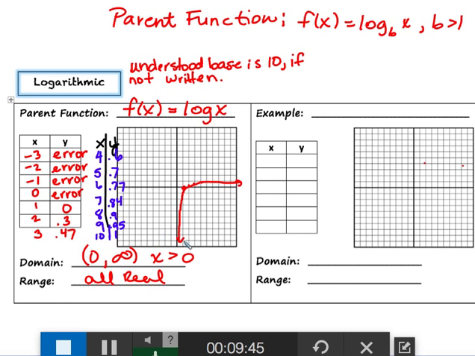And you can see that this graph is going to continuously go down, and it'll be going up, but really, really, really slow.